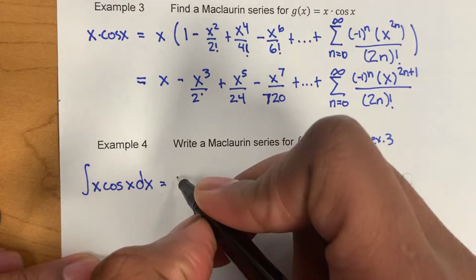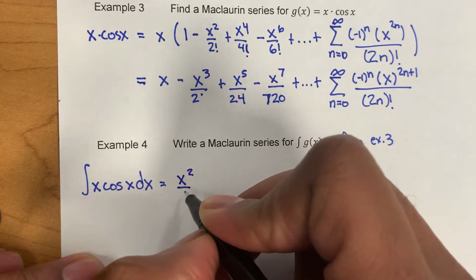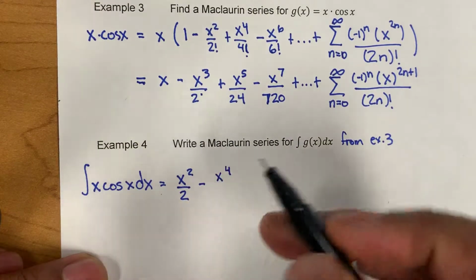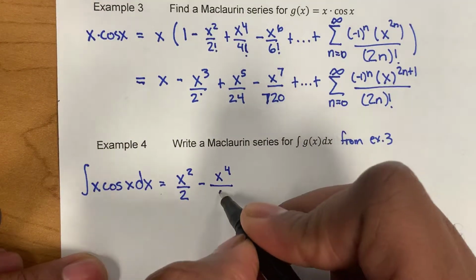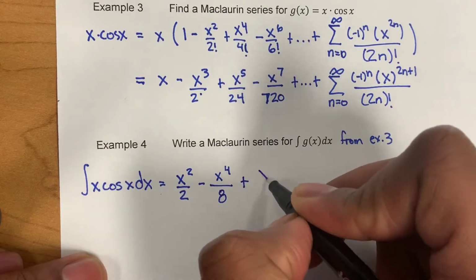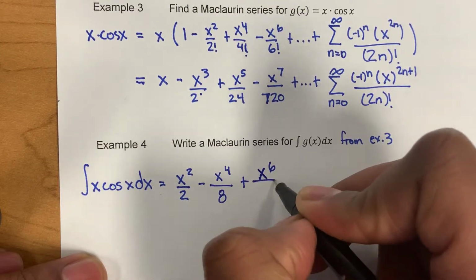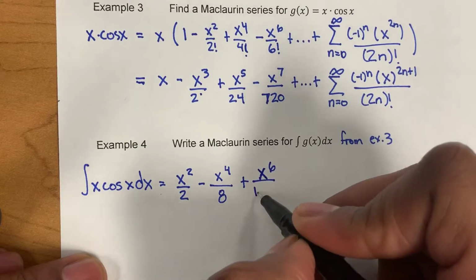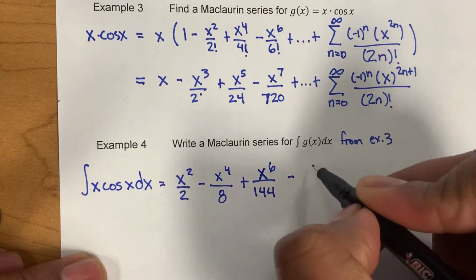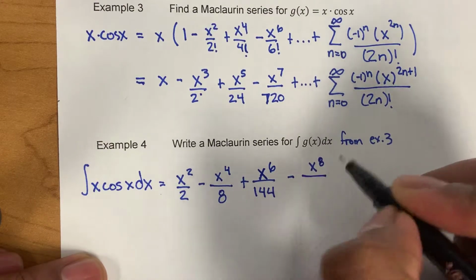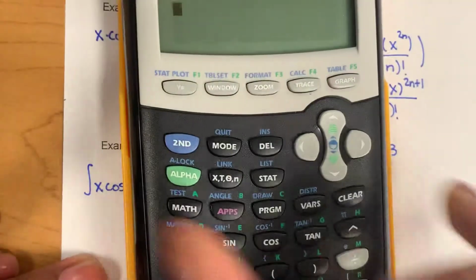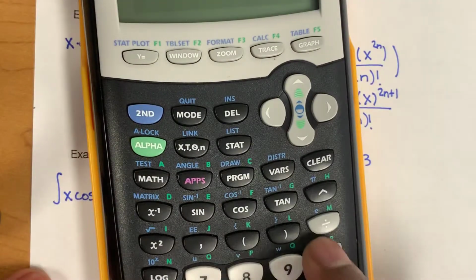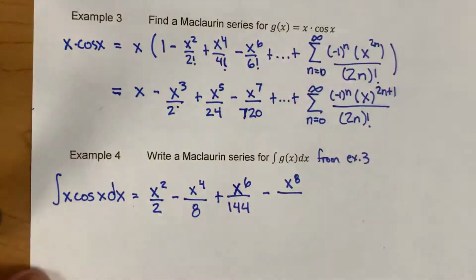So we're going to have x squared over 2 minus x to the 4th, and then we have to multiply by 4 on the bottom. So 2 times 4 is going to be 8 plus x to the 6th over 6 times 24 is, I believe, 144. Minus x to the 8th over, I want to say 8 times 720 is 5760.